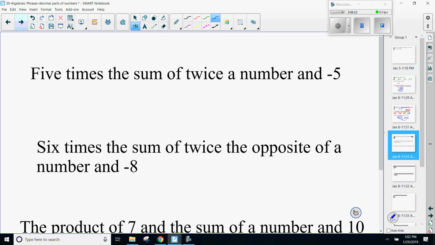All right, 5 times the sum of twice a number and negative 5.